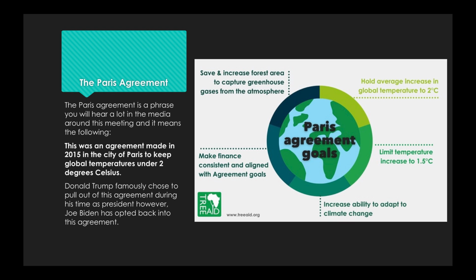It was to limit temperature increase to 1.5 degrees Celsius. Increase ability to adapt to climate change, while also making finance consistent and aligned with the agreement goals. Famously, President Donald Trump chose to pull out of this agreement during his time as president. However, Joe Biden opted to back into this agreement very early on in his presidential reign.